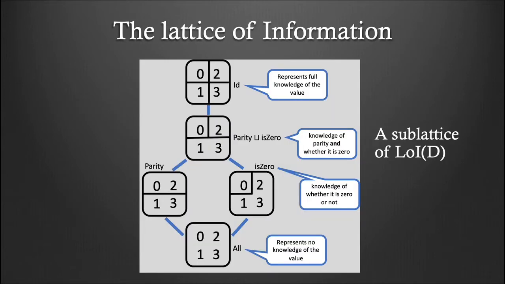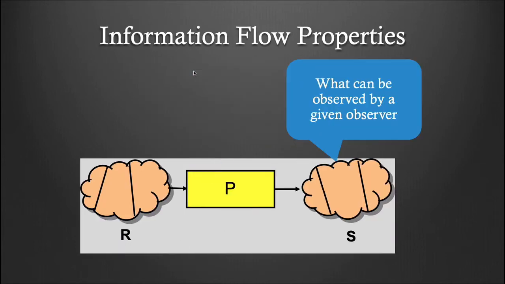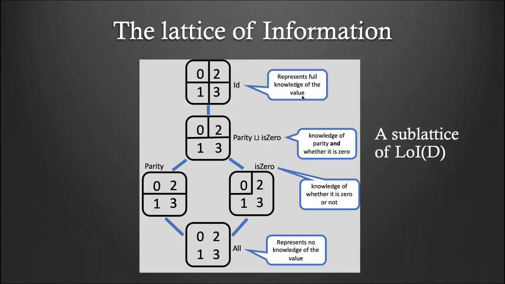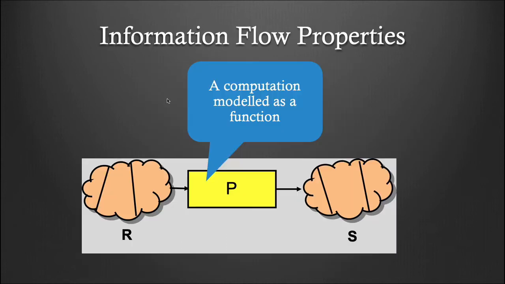So here's a visualization of a sublattice of the lattice of information over this particular domain of 4 values, with the top element representing full knowledge of the value, and the bottom element representing no knowledge of the value. And these are the points we just saw in the example. Now, that's a model of information.